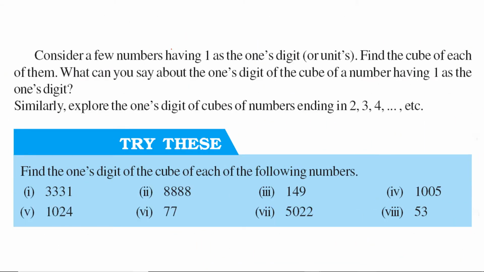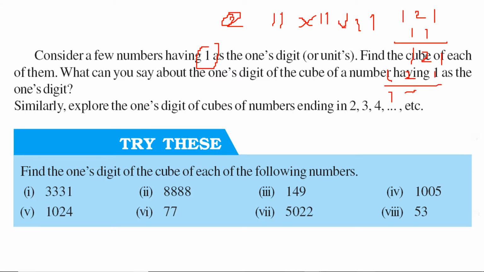Right? Consider one more thing. 1 in the ones digit. You need to find the cube of each one of them. Say 11. 11 into 11 into 11. What do you get? 11 11s are 121. Then you multiply 11 again. So 121 times 11, you get 1331.